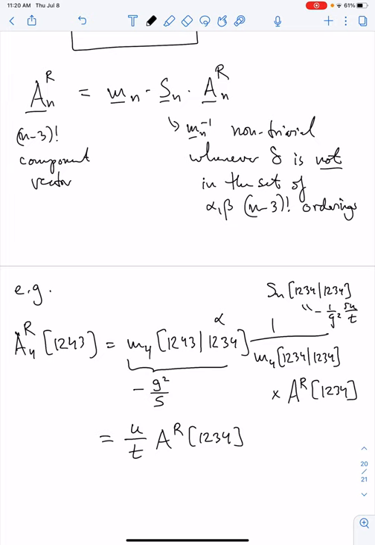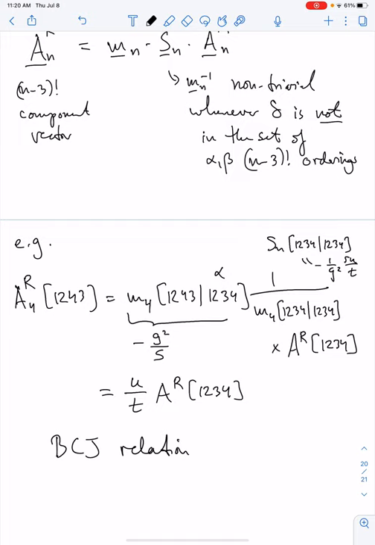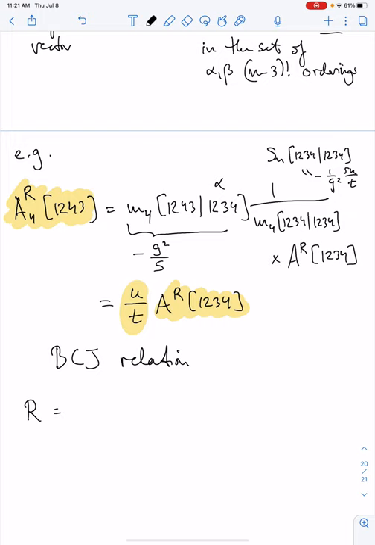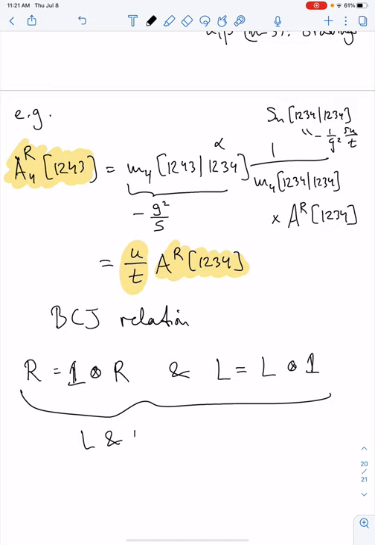And what we have recovered this way, this is exactly the BCJ relation that I originally told you about in our bottom-up approach to the double copy. So this relation here that says that the color ordering 1, 2, 4, 3 is related to that of 1, 2, 3, 4 is exactly that BCJ relation that we encountered before. And so the lesson that comes out of this is that the meaning of right equals 1 times right, and left equals left times 1. These identities encode left and right sector KK and BCJ relations.